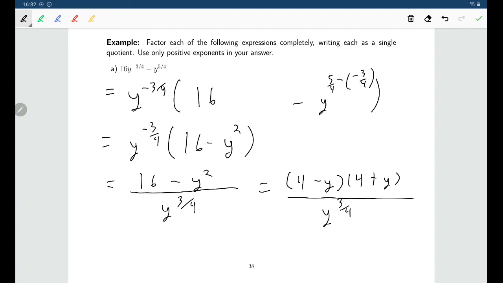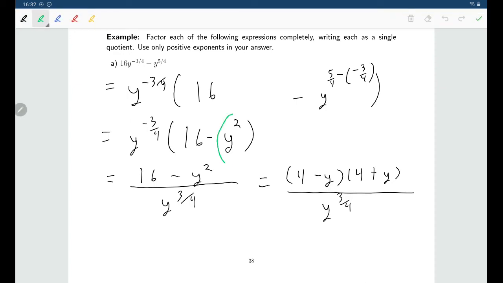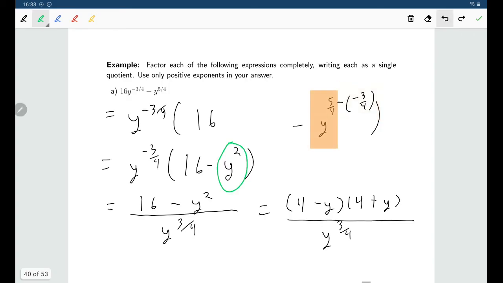So that's the key idea here: for something like this, to factor out y's to powers, we take out the smallest power, and to figure out what's left over, we use a little bit of subtraction. So we found out that y squared was left over when we took y to the 5/4 and subtracted the negative 3/4 from it. That gave us y to the power of 8/4, which is the same thing as y to the power of 2.